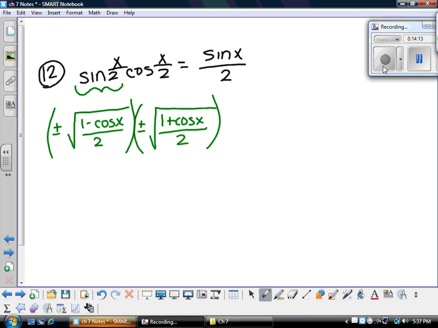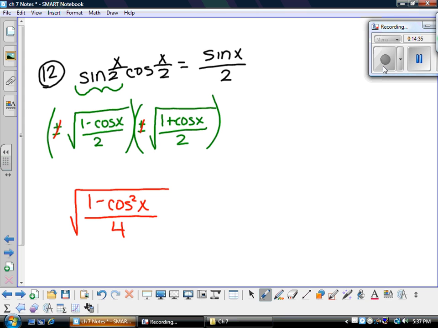Now I'm going to multiply them together. We're allowed to multiply square roots. When we multiply them together, the pluses and minuses are going to cancel out. On the top, I'm multiplying together conjugates. So the outsides and insides are going to go away, and I'll just have 1 minus the cosine squared of x. On the bottom, I get 4.